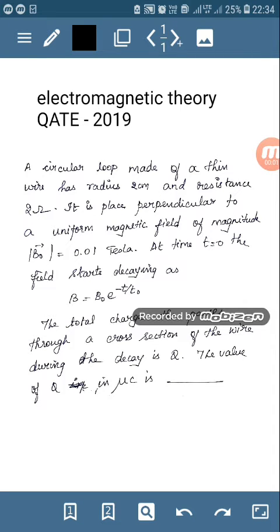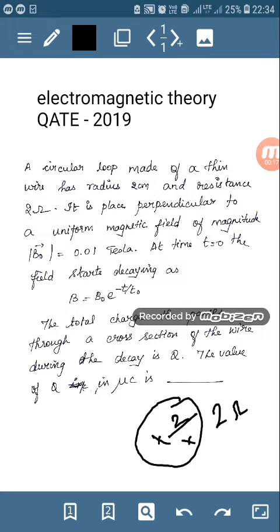Here is a problem, GATE 2019, related to electromagnetic theory. A circular loop made of a thin wire has radius 2 cm and resistance of 2 ohm. It is placed perpendicular to a magnetic field of magnitude B naught equal to 0.01 Tesla, and at time t equal to 0 the field starts decaying as B naught e power minus t by t naught.